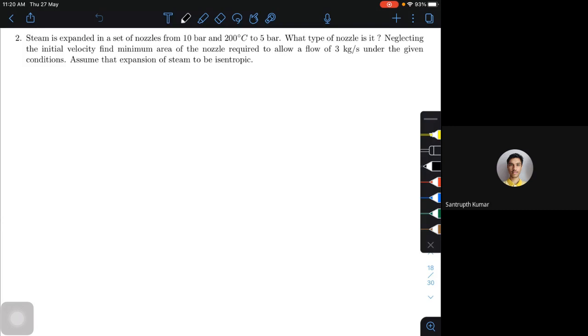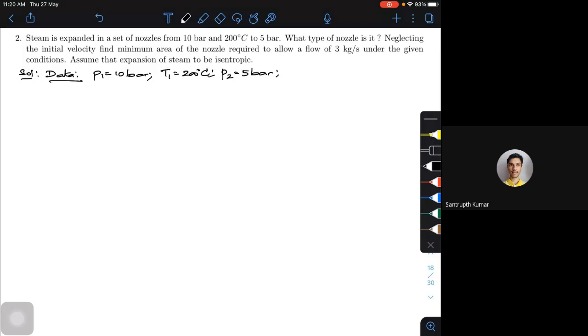So that's the usual thing we try to do. Let's try to solve this. Solution. What are the data that is given? The data given is the initial pressure, P1 is equal to 10 bar, the initial temperature is equal to 200 degrees Celsius, and the final pressure given is 5 bar.